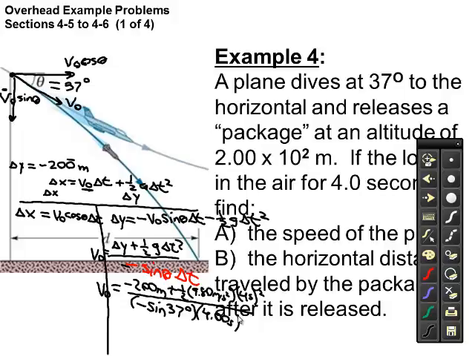Next part says, find the horizontal distance traveled by the package after it's released. Any ideas? Lucas, what was the answer to the last part? The V naught? I got 50.5 meters per second. Okay. Something's not coming out? I got 60.8. Oh, at least it's in the ballpark.